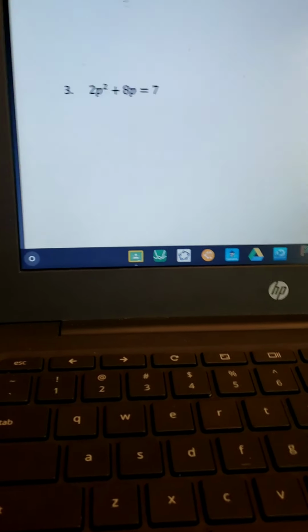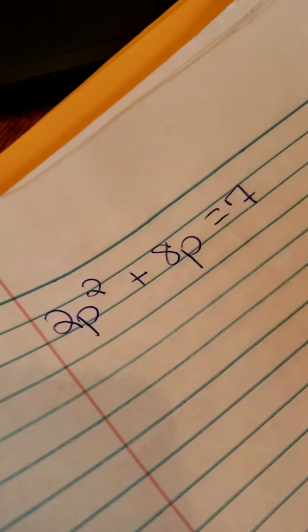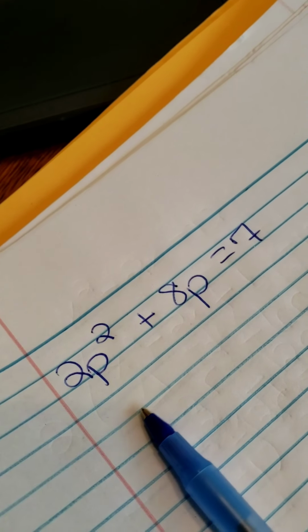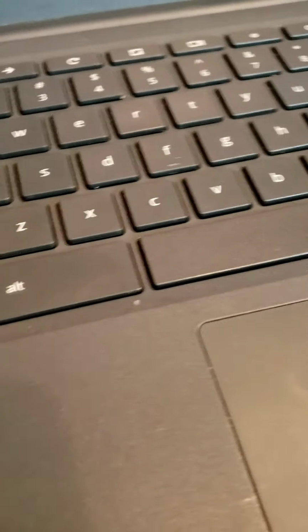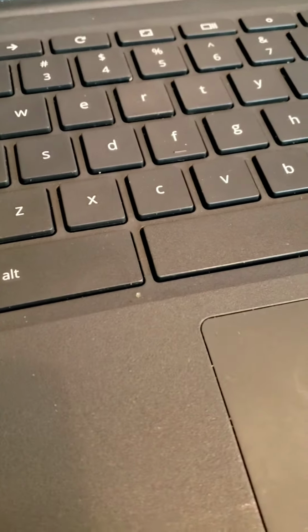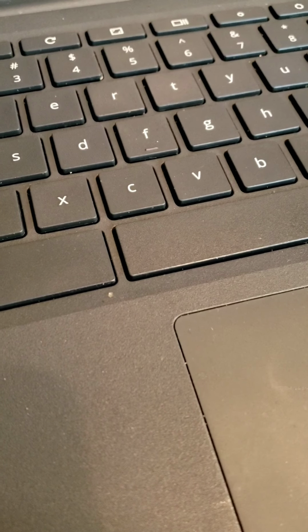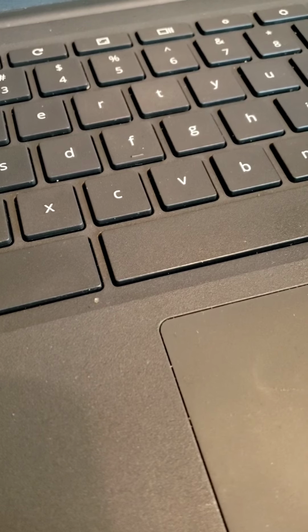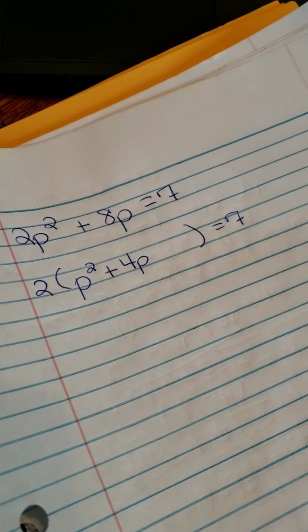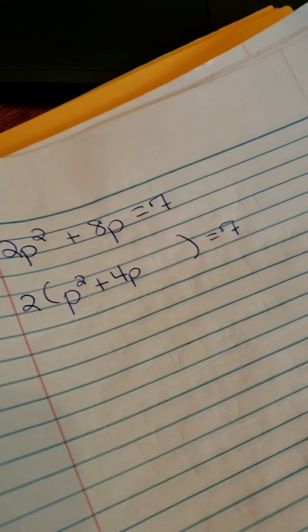All right, problem number 3. I got it written down. All right, the first thing I'm going to do is take 2 out of this 2p squared and this 8p. So divide both of these by 2. You should be left with... all right.